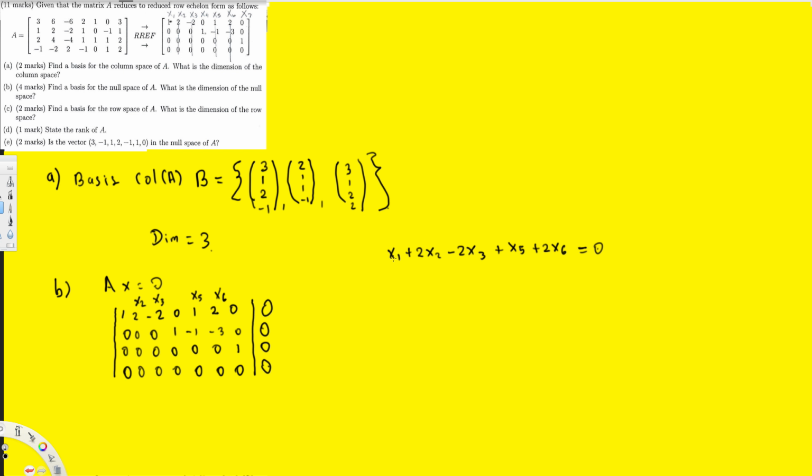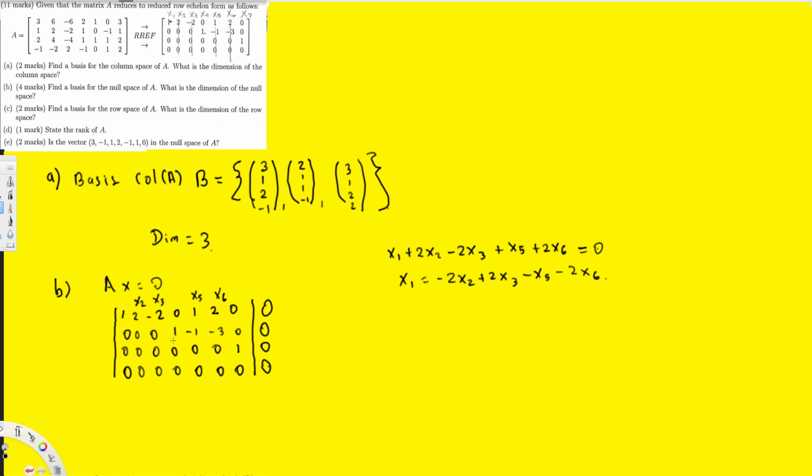Now you see, except for x1, all of them are free variables. x2 is a free variable, x3 is a free variable, x5 is a free variable, x6 is a free variable. So if I bring the others to the other side, I can solve x1 in terms of the free variables. So therefore, x1 is going to be equal to minus 2x2 plus 2x3 minus x5 minus 2x6. So this is my x1. Now x2 we don't have to solve, it's a free variable. x3 we don't have to solve, it's a free variable.